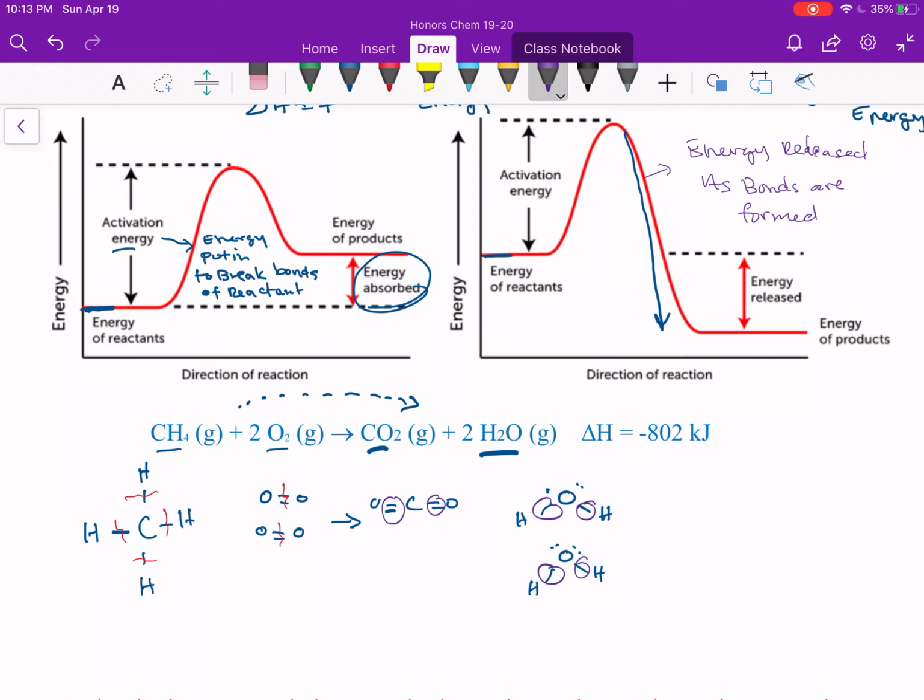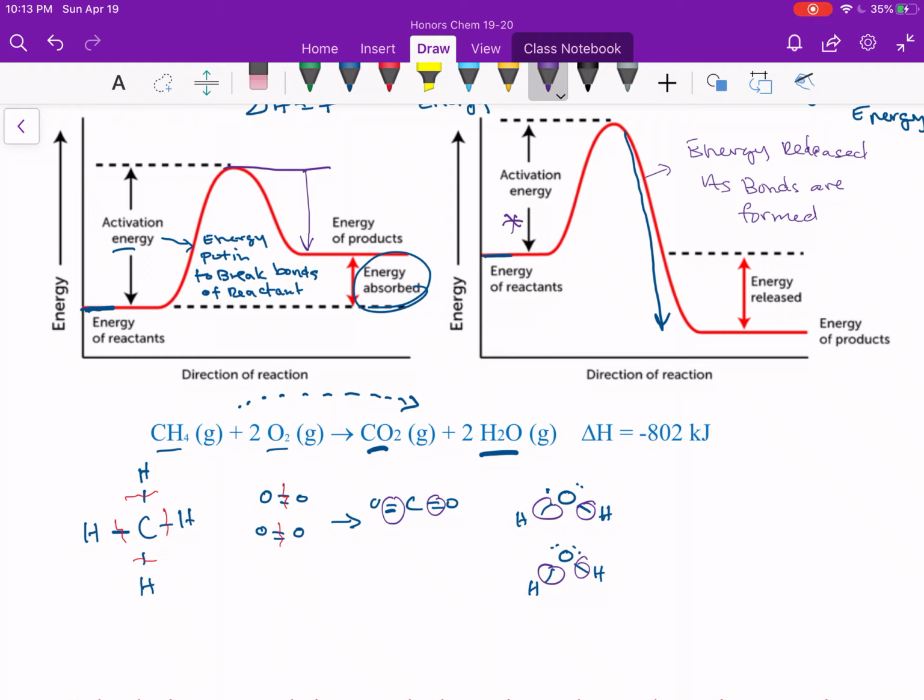So in this case, if we're looking at an endothermic process, why is it endothermic? Well, we had to put in more energy to break the bonds than was given off when these bonds were formed, right? Basically, that means the bonds of the reactants were more stable than the bonds of the products, and so we had to put more energy in to break them. Over here for the exothermic, the bonds of our reactants weren't quite as stable as the bonds of our products, and we were able to release more energy.